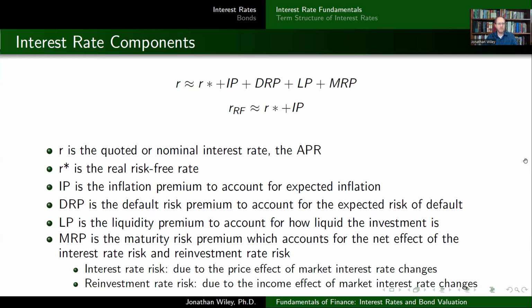So for the default risk premium, default is when the borrower doesn't pay something the way that he's supposed to. So he doesn't pay interest or principal, or some component of the loan agreement is not paid the way that it's supposed to be paid. So with the default risk premium, the lender charges more the higher the estimated risk of default.